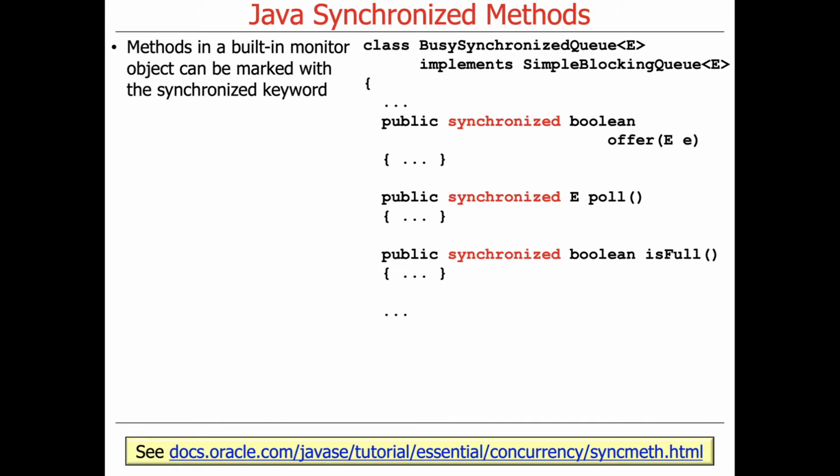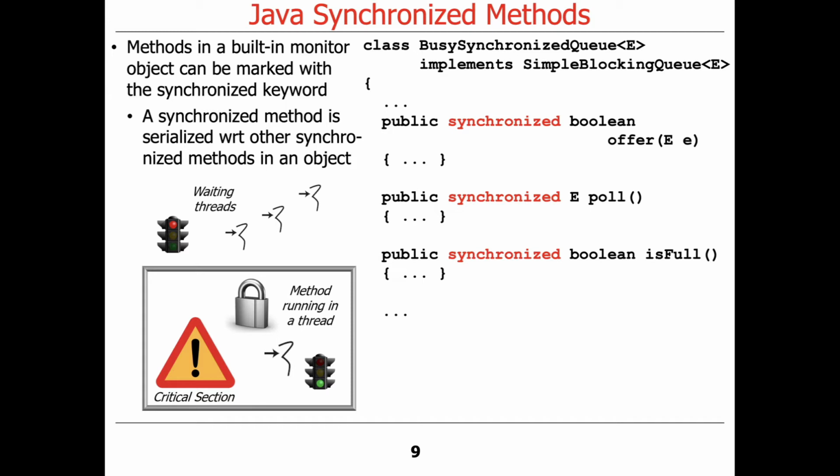This particular discussion is going to show how methods in a built-in monitor object can be marked with the synchronized keyword. There are two ways, as you recall, to get synchronized methods. One is to make them synchronized, like we're showing here, and the other is to use synchronized statements inside the method bodies. We're going to talk about that later. So here's the straightforward way you make the method synchronized. As you probably already can figure out, a synchronized method is serialized with respect to other synchronized methods in a particular instance of a class, an object.